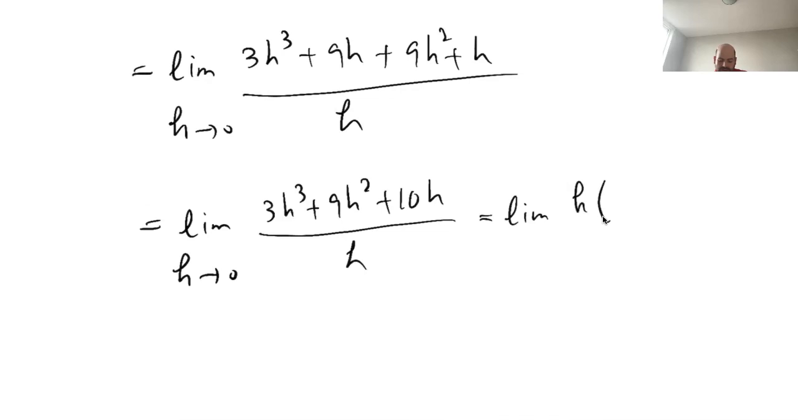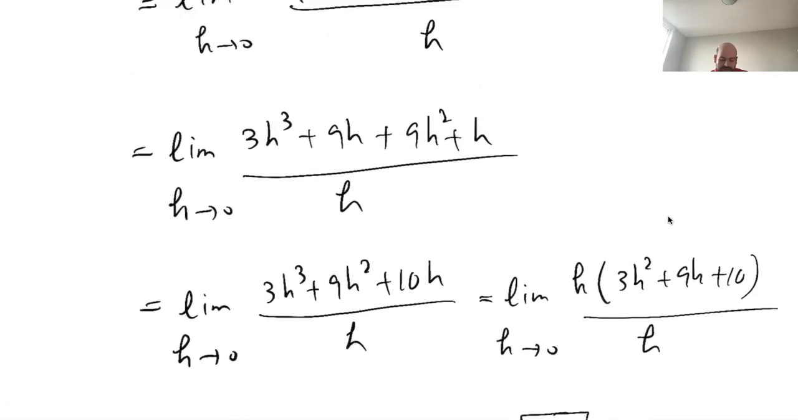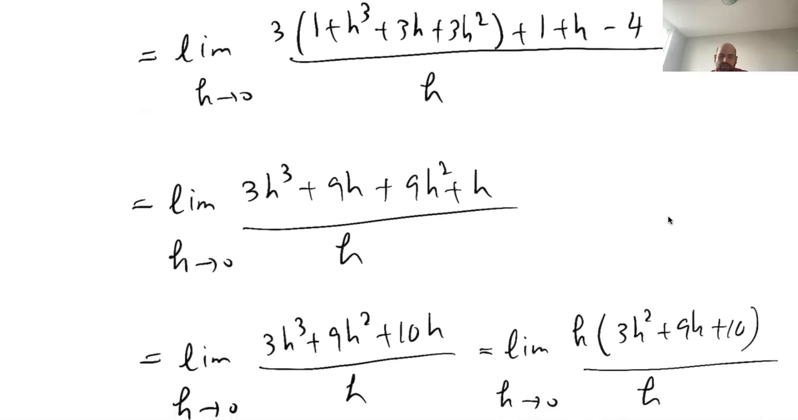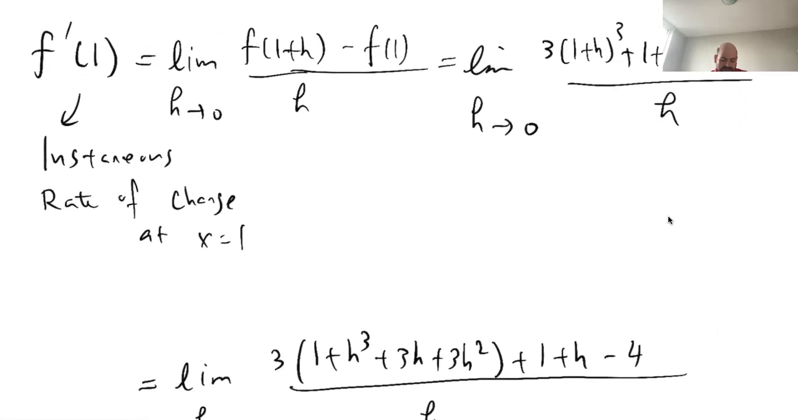H, I can take it out, 3h squared, 9h, 10. And then the answer will be 10. Because h approaches 0, so 3 times h squared and 9h, they both go to 0 as h approaches 0, and then I'll be left with 10 as the final answer. So this is the instantaneous rate of change at x equals 1.